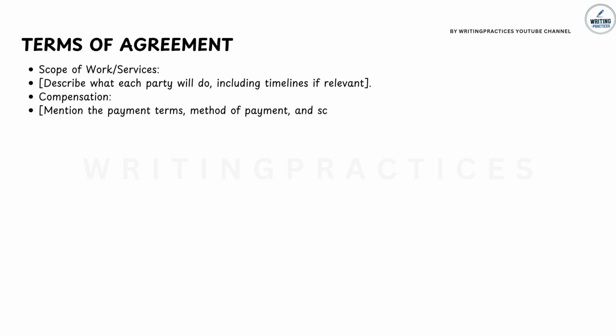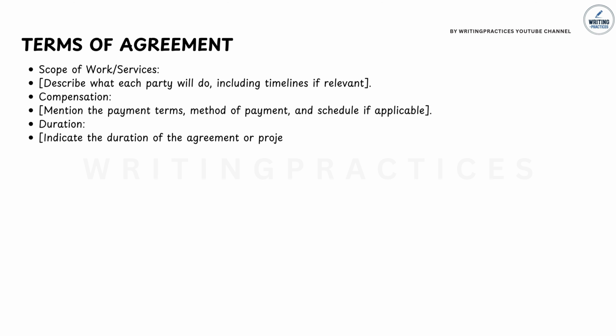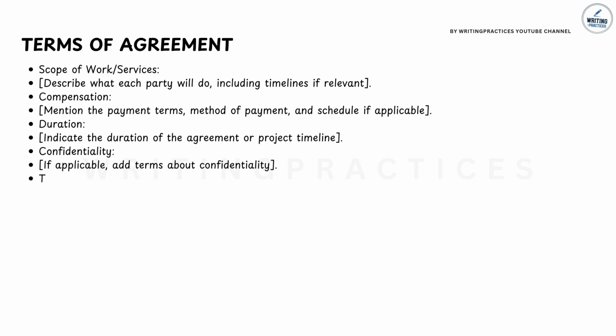For example, you might include 1. Scope of work. What will each party do? 2. Compensation. How and when will payment be made? 3. Duration. How long will the agreement last? 4. Confidentiality. If there are any confidentiality terms, include them here. 5. Termination. Under what conditions can the agreement be ended? Each point should be clear and concise so that both parties know exactly what's expected of them.